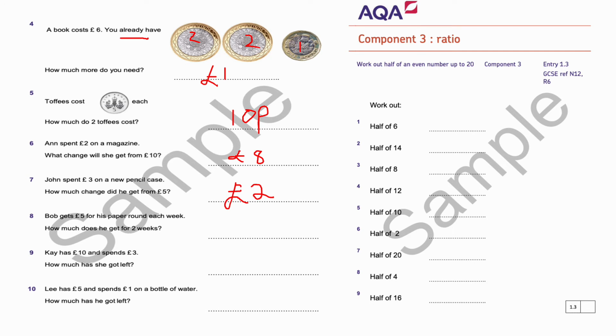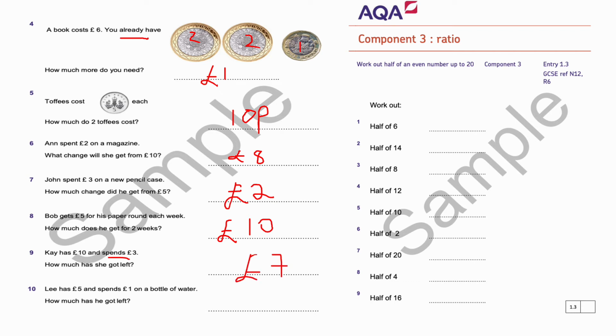This is question number 8, guys. Bob gets £5 for his paper round each week. How much does he get for 2 weeks? Well, it's double of 5. 5 times 2 is 10, or 5 and 5 is 10. This is question number 9, guys. Kay has £10 and spends £3. How much does she have left? She will have £7 left.